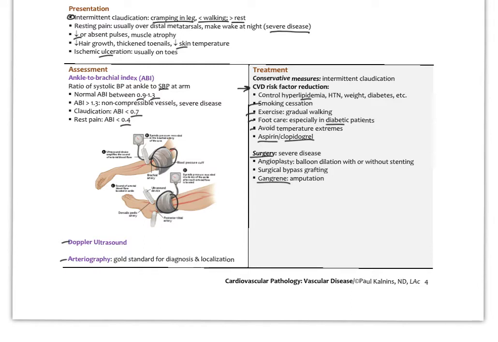All right, so that's a little overview on peripheral artery disease. So again, this is a blockage of arterial flow, usually due to a thrombus. Typically that forms on top of an atheroma, and that results in chronic hypoperfusion in the downstream tissues. In this case, we're kind of focused on the lower extremities.